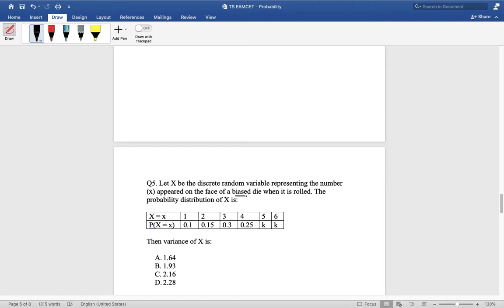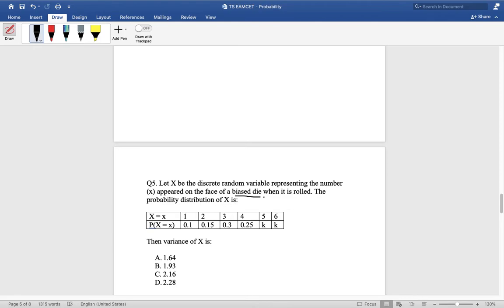What is a biased die? A biased die is something in which the probability of each face is not equal. So if I'm throwing a fair die, the number 1 or 2 or 3 or 4 or 5 or 6, which is the number on each face of the die, if it is fair, then the probability is the same for all of them, that is 1 by 6.